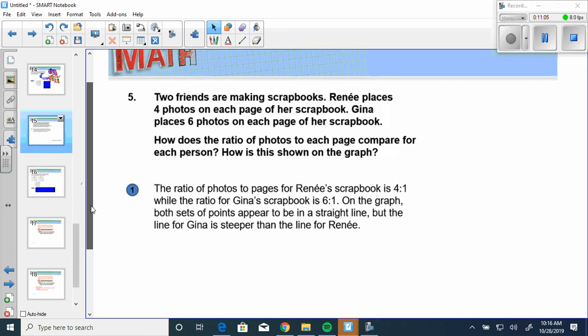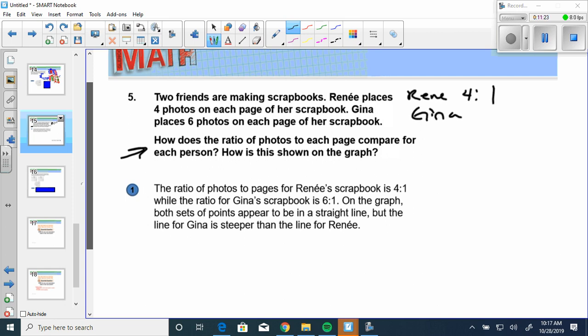Two friends are making scrapbooks. Renee places, okay, so same information that we have. How does the ratio of photos to each page compare for each person? So Renee was 4 photos to 1 page, whereas Gina was 6 photos to 1 page. So the ratio of photos to pages for Renee's scrapbook is 4 to 1, while the ratio for Gina's scrapbook is 6 to 1. On the graph, both sets of points appear to be in a straight line, but the line for Gina is steeper.